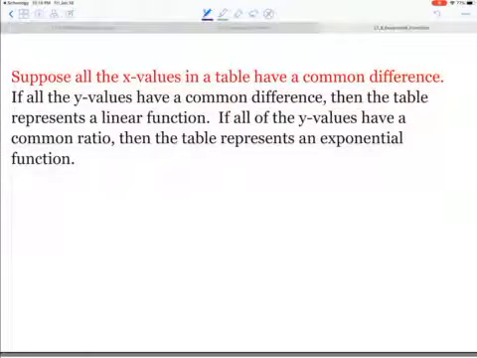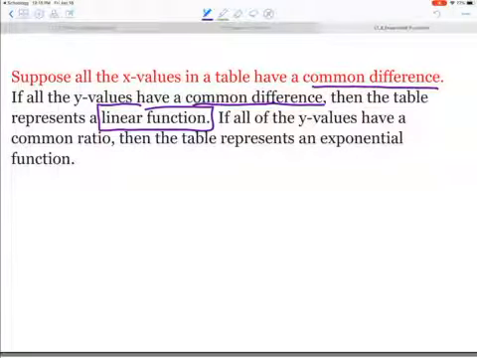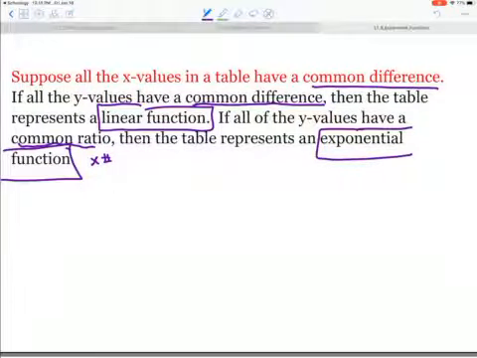Suppose all the x values in a table have a common difference. If all the y values also have a common difference, then we say that it's a linear function. We say that we have a constant increase or a constant decrease. That's linear growth. If all the y values have a common ratio, meaning we're multiplying by a number, then we say that we have an exponential function because we're going to be multiplying by something, not adding.